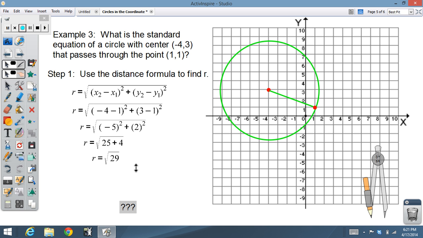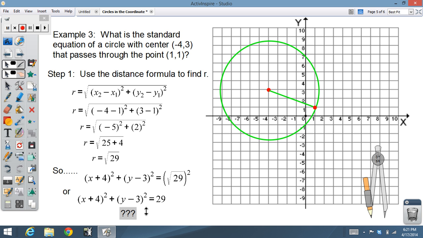And I'll tell you what, don't even bother taking your calculator out to find out what that is, because when we plug it into our formula, we're going to square that baby anyway. What it means, okay, h is -4, k is +3, so plug it into our formula. (x + 4)² + (y - 3)² = (√29)², otherwise known as (x + 4)² + (y - 3)² = 29. That's how we do that one.